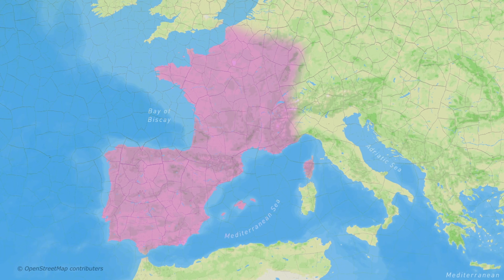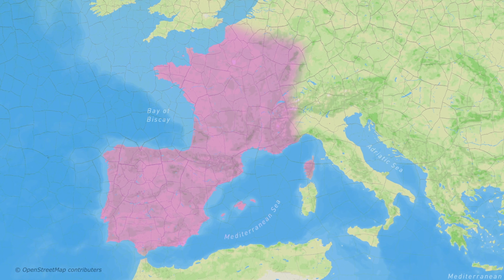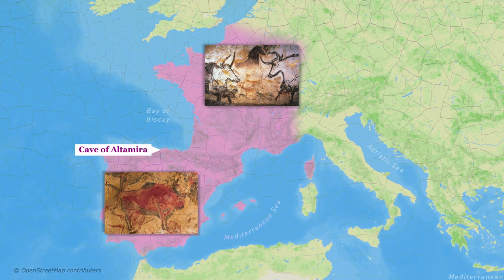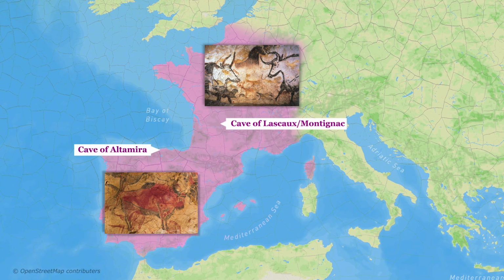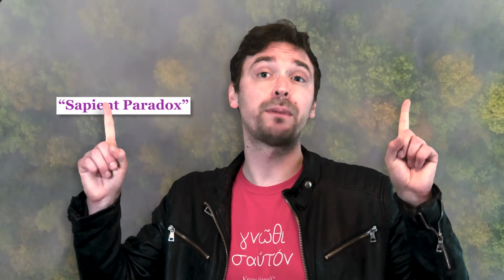The earliest signs of the tectonic phase are found in France and Spain and are dated towards the end of the Old Stone Age. I'm referring specifically to the cave art of animals we find in the caves of Altamira and Montignac. But these are exceptions that prove the rule. The tectonic phase does not hit full swing until the Neolithic period, following hot on the heels of that period's agricultural revolution. Indeed, this has led many to speak of a sapient paradox.